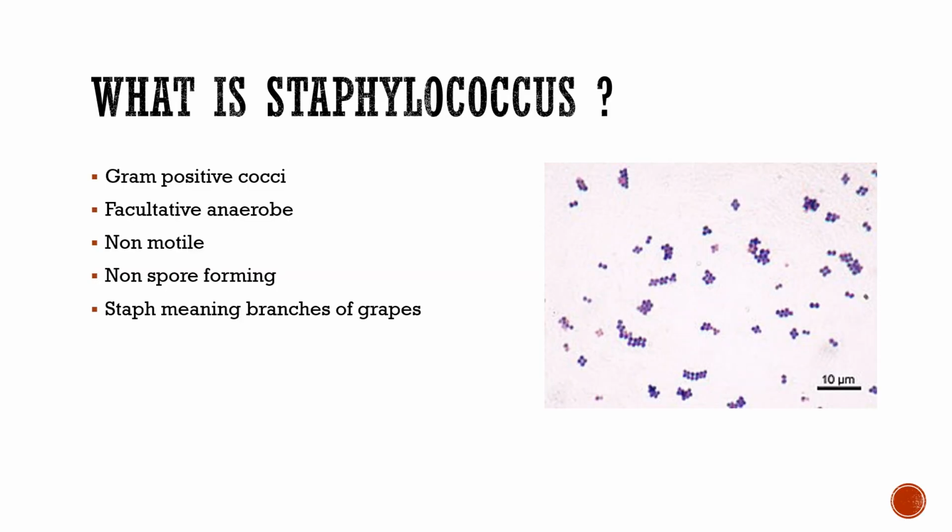So what is Staphylococcus? It is a gram-positive coccus, and it is a facultative anaerobe, non-motile, non-spore forming, and since in the gram stain it looks like a bunch of grapes, so they do look like branches of grapes while they are done in the gram stain. Inshallah, I will do the gram stain later on in the next videos. Today we will only be doing these basics about Staphylococcus.